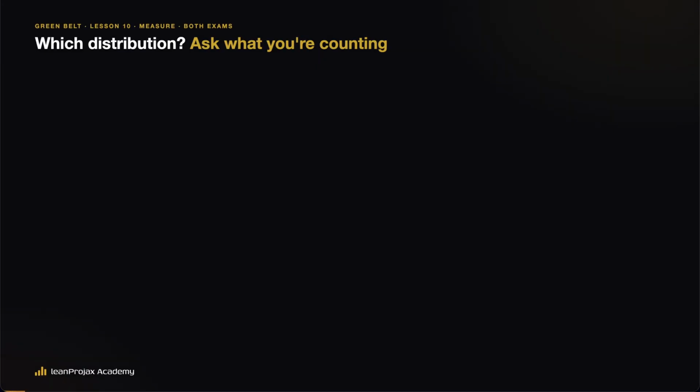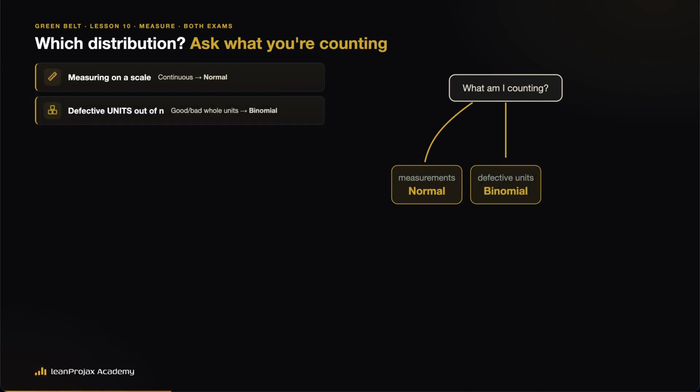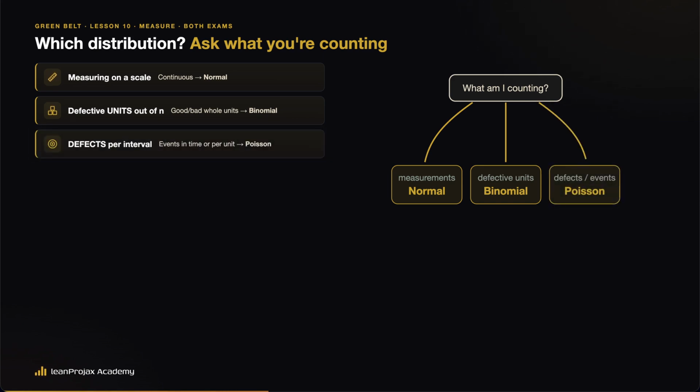So which one? Ask what you're counting. Measuring something continuous on a scale. Normal. Counting defective units out of a fixed sample. Binomial. Counting defects or events per interval. Poisson. The defectives versus defects trap decides real exam questions.